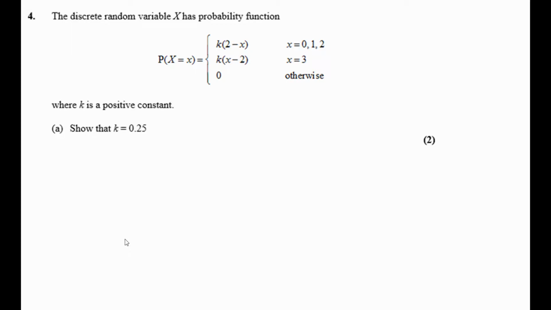Moving on to question 4. The discrete random variable has the probability function as shown below, where k is a positive constant. Show that k equals 0.25. Okay, so we are going to substitute our values of x to get our probabilities into this table.